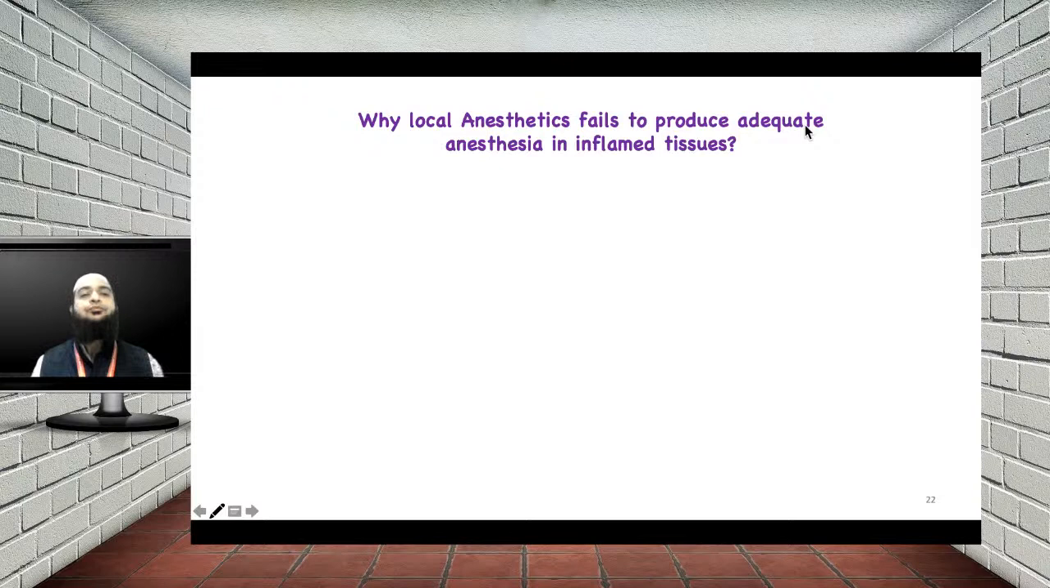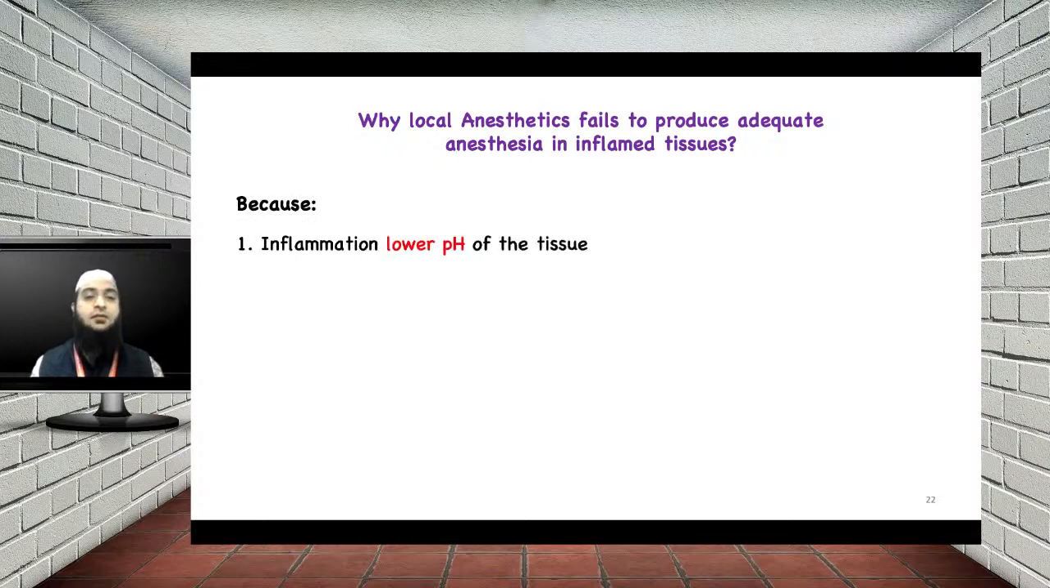Let's see now the second part of today's topic learning outcome, that is why local anesthetics fail to produce adequate anesthesia in inflamed tissue. We'll see what is exactly happening in inflamed tissue, due to which the action of local anesthetics is decreased, or they don't produce the action as expected. The first reason is that in case of inflammation, it lowers the pH of the tissue. So wherever there is inflammation, at that part it lowers the pH.